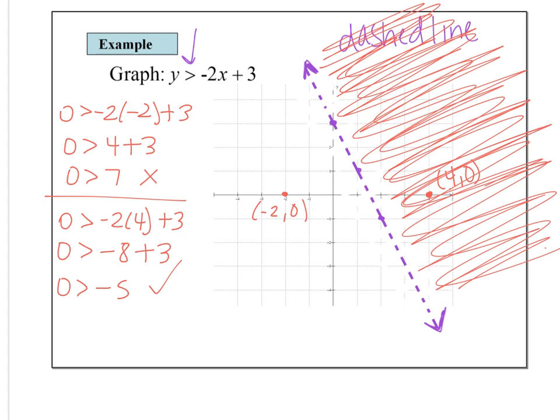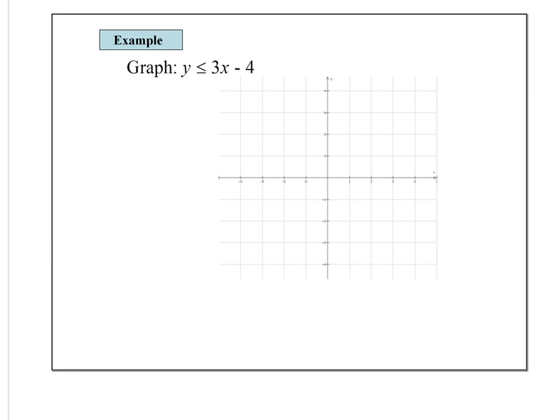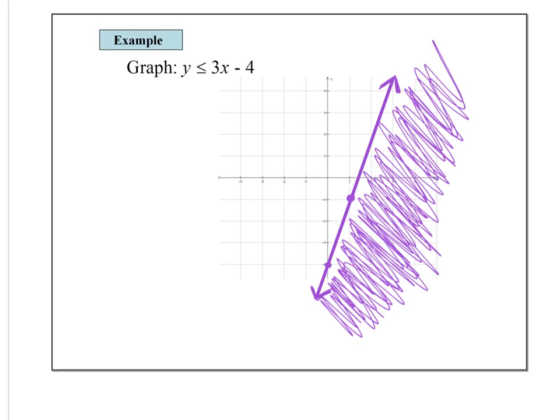And we're going to use the shading to demonstrate what the inequality is. So when we graph inequalities, it not only needs a solid or dashed line, but we also need to have shading on one side of the line. Why don't you take a second and go ahead and graph this inequality. Remember, you need a solid or dashed line as well as shading on the correct side of the graph.